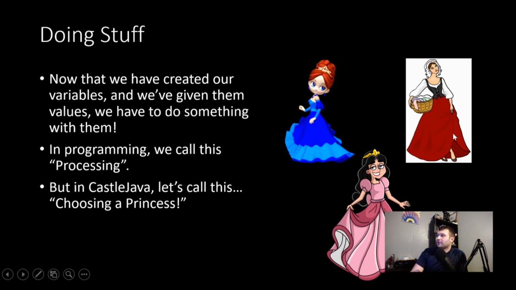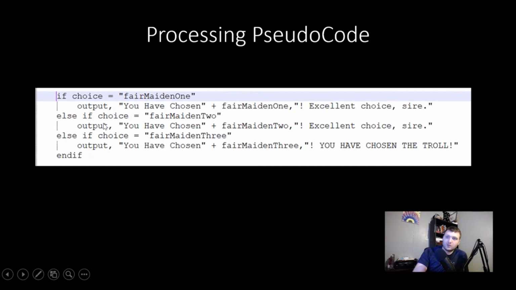Anyway, let's say that if you choose Fair Maiden 1, we'll say this is Fair Maiden 1, Fair Maiden 2, Fair Maiden 3. This is really our troll. It doesn't really matter, but understand that one of these is Fair Maiden 3. Fair Maiden 3 is our troll, which is delineated right here. Output, you have chosen Fair Maiden 3. You have chosen the troll. And then end if is where we're going to end the if statements entirely. So this is what processing looks like in terms of pseudocode.